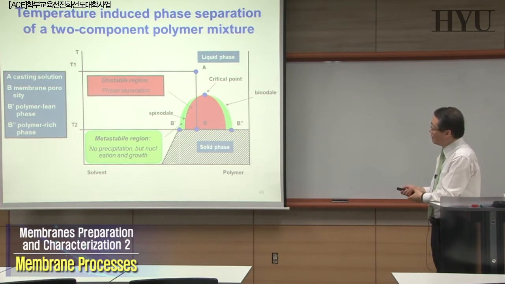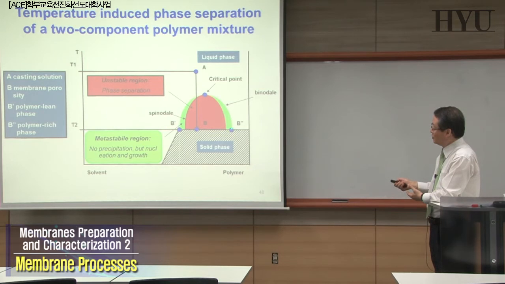Now, if you look at the points where we have B prime and B double prime, B prime has a high polymer concentration, and B double prime has a higher concentration than B prime, so that at the same temperature, when you compare B prime and B double prime, this is the polymer rich phase, and this is the polymer lean phase.